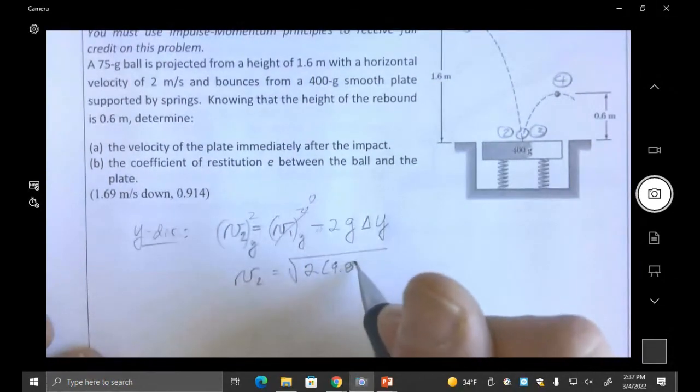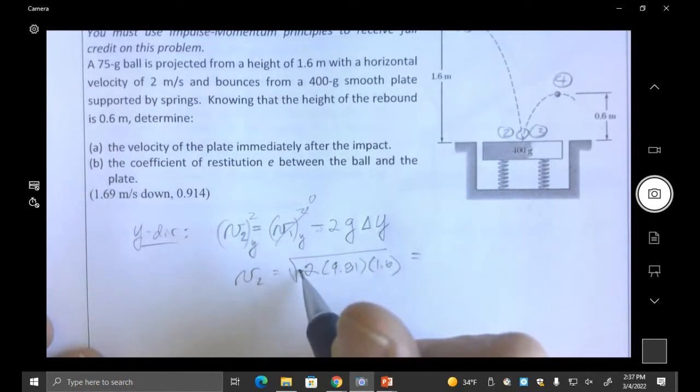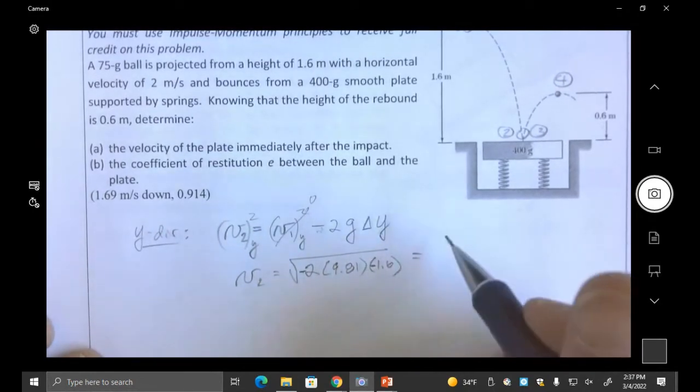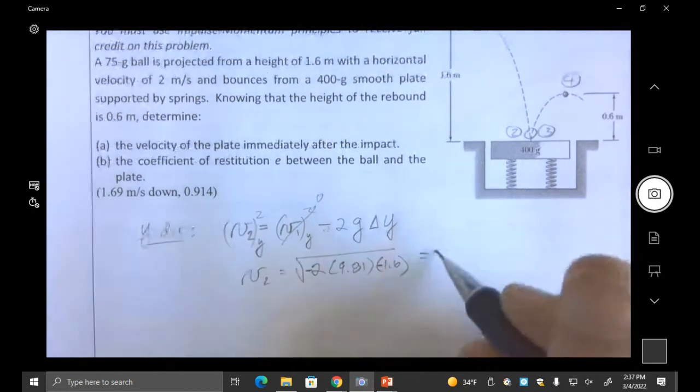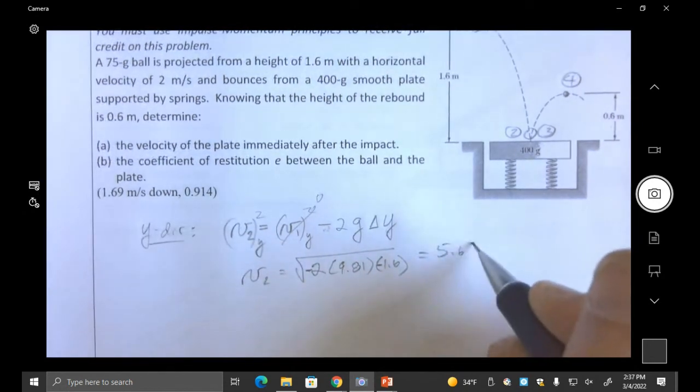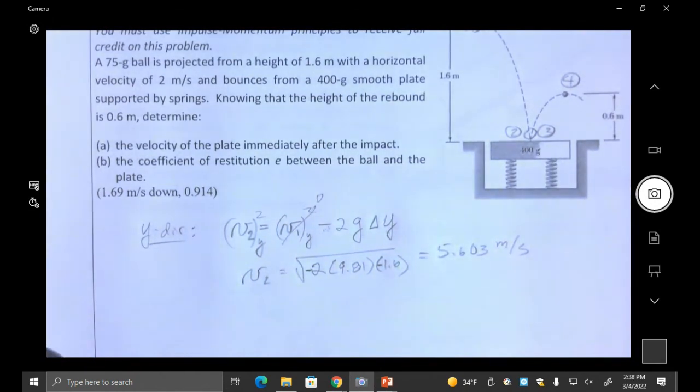This is 9.81 and 1.6. So even if we wanted to, we could go negative there, but that would be negative right there as well. So let's see. 9.81 and 2 times 1.6, times square root. So I'm going to get that it's going to be 5.603 meters per second just before it hits the bottom right there.